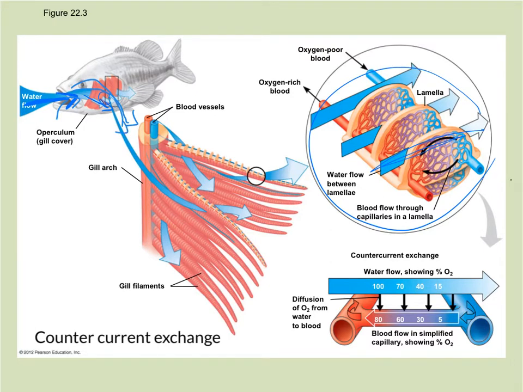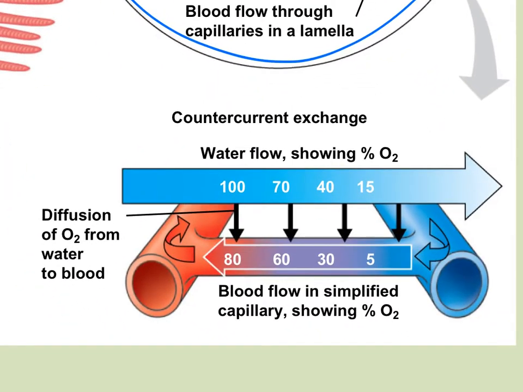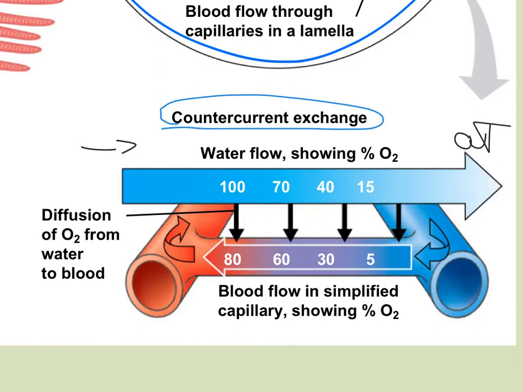In order to get the maximum amount of oxygen out of the water, the fish will use what's called a counter-current gas exchange. Okay, so this is how this is going to work. As the water flows in through the mouth and out the gills, it's going to allow oxygen to diffuse into the blood. So this will be the water flowing from mouth through the gills back out into the surrounding body of water.